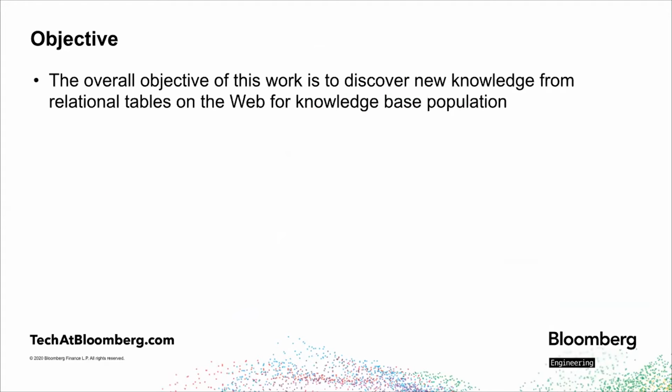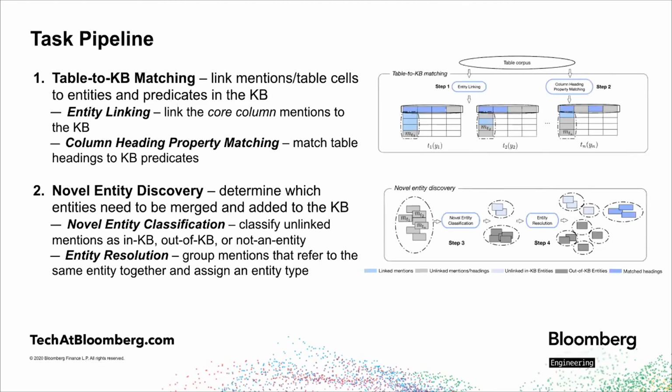The objective of this work is to discover new knowledge, specifically new entities, from web relational tables on the web for knowledge base population. And here is the task pipeline. It's actually our solution, of course. It has two components: table-to-KB matching and novel entity discovery. The first part, table-to-KB matching, links mentions or table cells to entities and predicates in the KB by two subtasks, entity linking and column heading property matching.